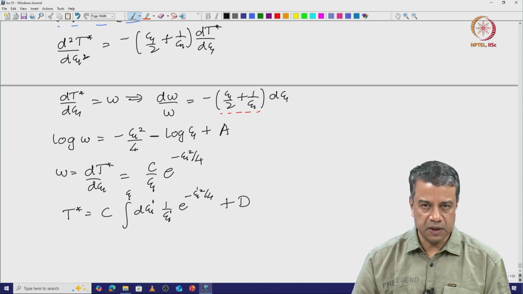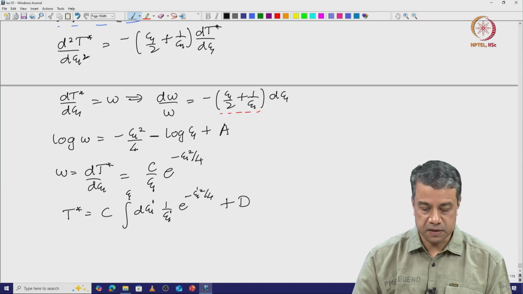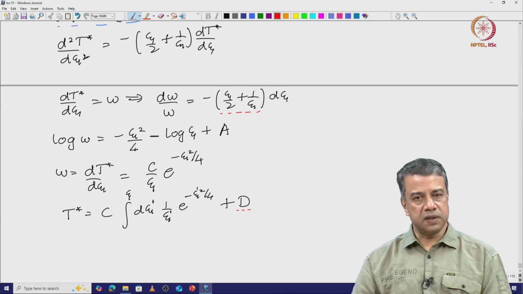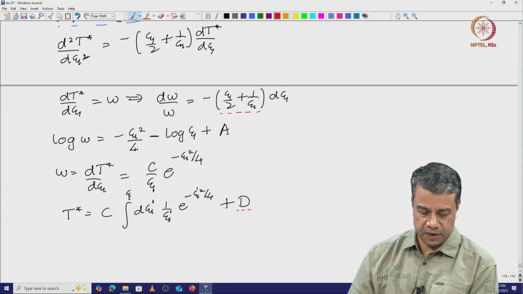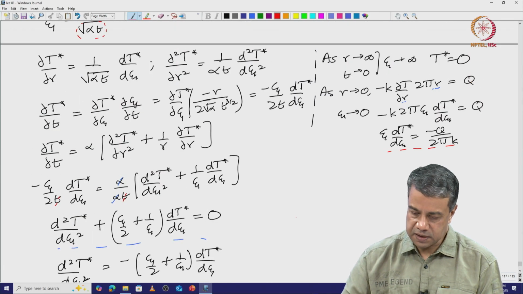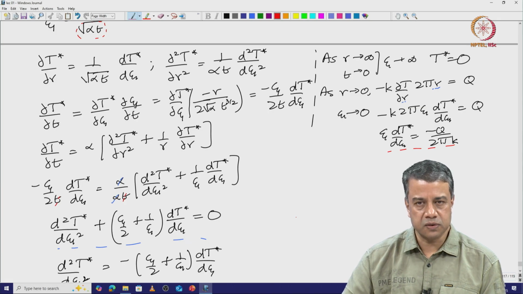What should be the lower limit of integration? It can be anything. Changing the lower limit of integration only changes this constant d. I know that t star is equal to 0 as psi goes to infinity.